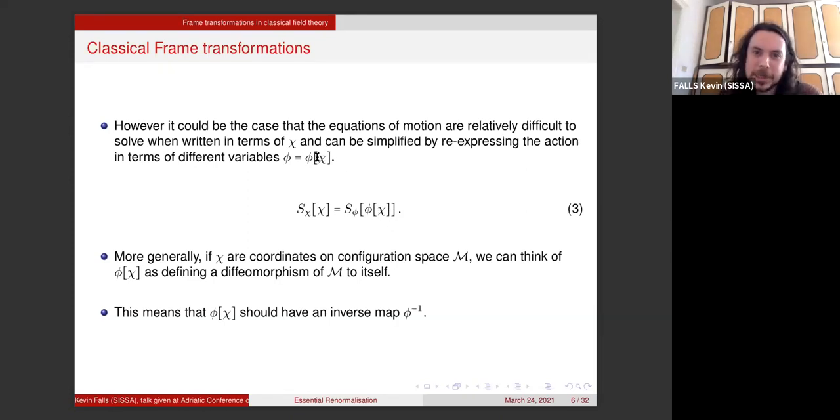Where I use these square brackets, that normally means that it's not just a function of the field, but also of the derivatives of the field. More generally, this change of variables can be thought of as a diffeomorphism, or a change of coordinates, on configuration space. We can think of chi as just some coordinates on configuration space, and then we're choosing to use a different coordinate system. For the equations of motion to be equivalent, we need this map to be a proper diffeomorphism, which means it should be suitably differentiable and should have an inverse.